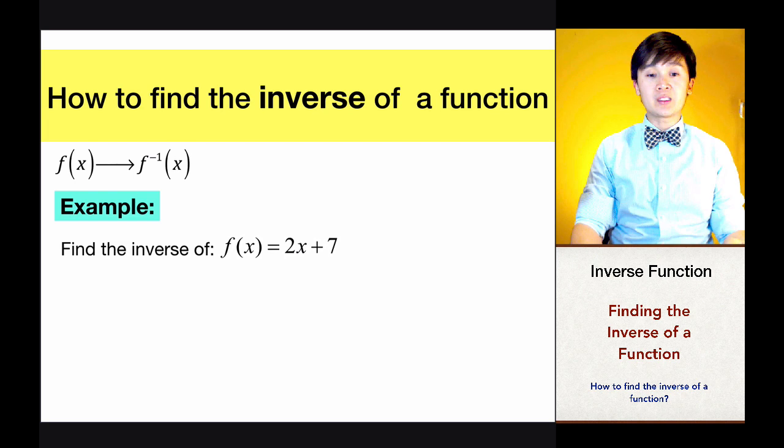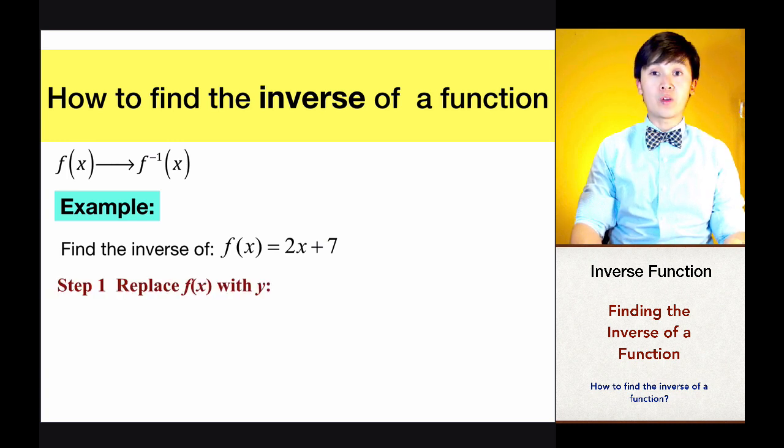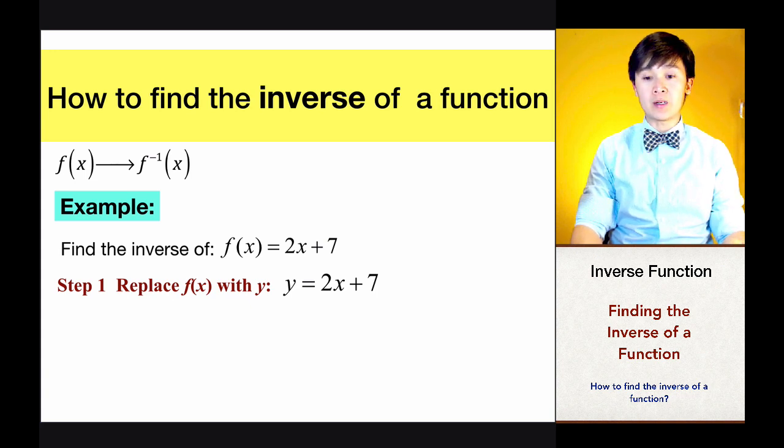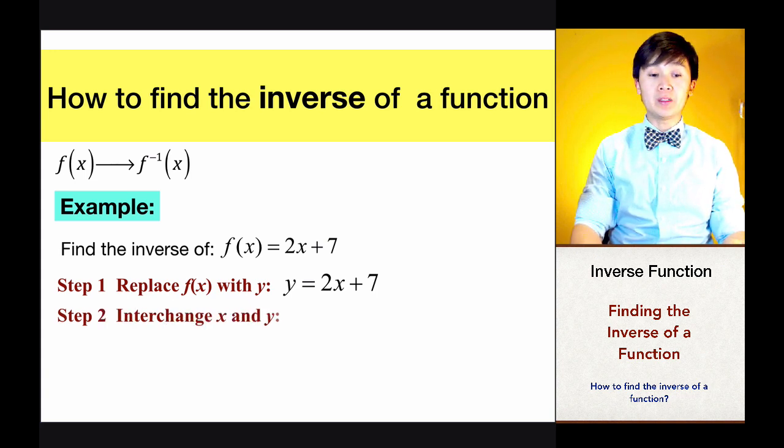In our first example, the function 2x plus 7, we're going to be using algebra in finding the inverse of this function. To find the inverse of f of x, the first step is to rewrite our function form into y form. So instead of writing f of x equals 2x plus 7, let's rewrite it as y equals 2x plus 7. The second step is to interchange your x and your y. So your new function will become x equal to 2y plus 7.